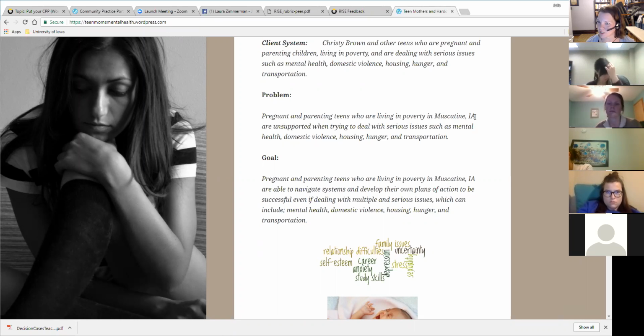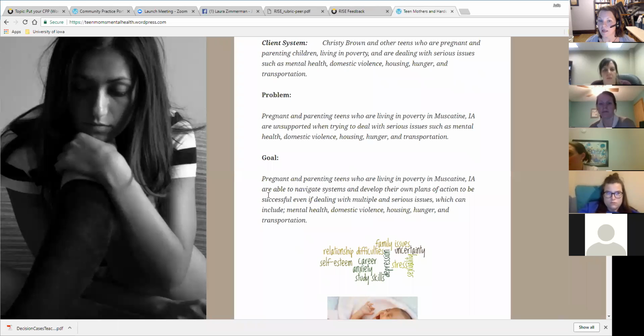Not quite like that, but she gave this focus here, are unsupported when trying to deal with serious issues such as mental health, domestic violence, housing, hunger, and transportation. Because that's what she was seeing in her work in the schools. That she has these young people who have these multiple issues, right? And that's what they're encountering. Now, she had some other material there about what the outcomes of those things were, like dropping out of school and bad outcomes for their children and other things to support why this is a bad idea.